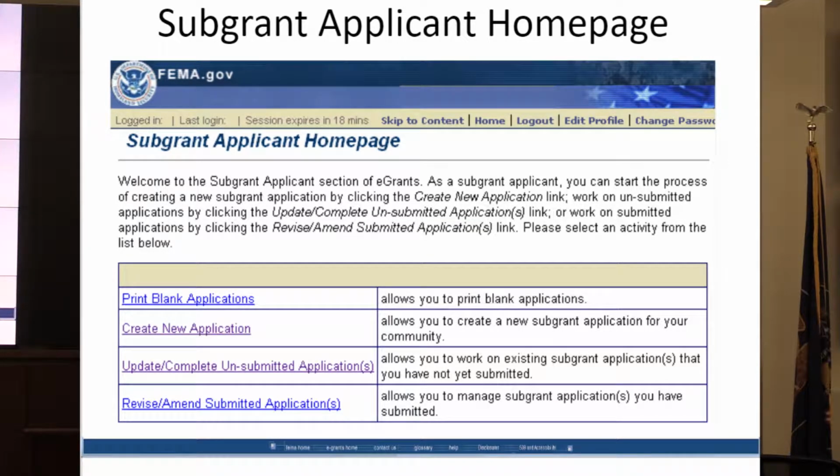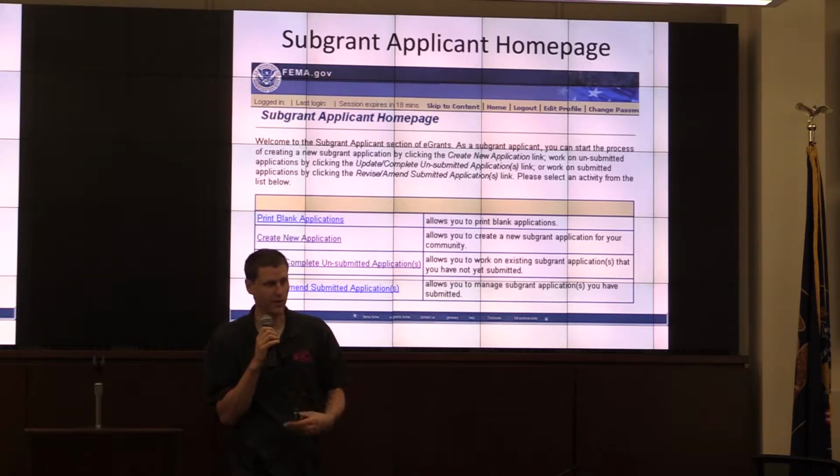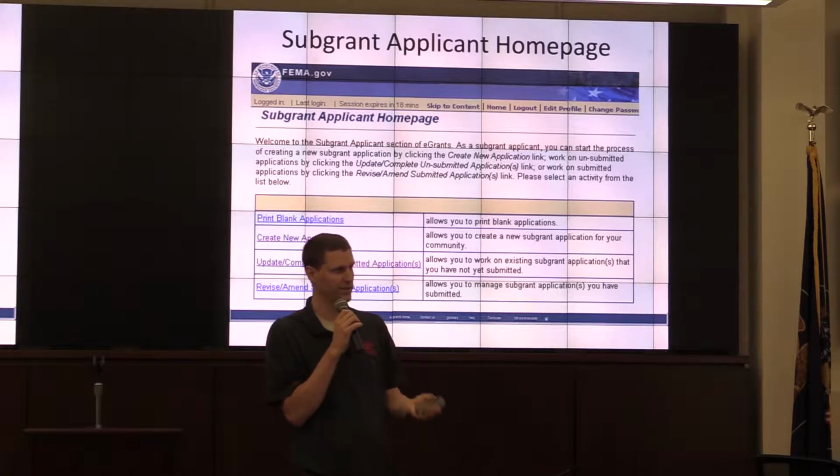Some of them might have a few more options, but you can print a blank application. And if any of you want those today, we can print those off for you now if you want to see what the entire application looks like and what you need to prepare for it. Create a new application, update a complete unsubmitted application, or revise or amend a submitted application. So if you have an application from a previous year, you can actually copy that for the current year and use one that's already in there.